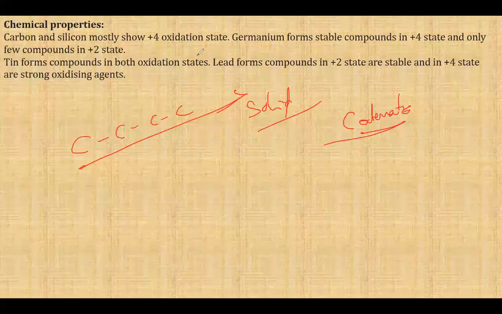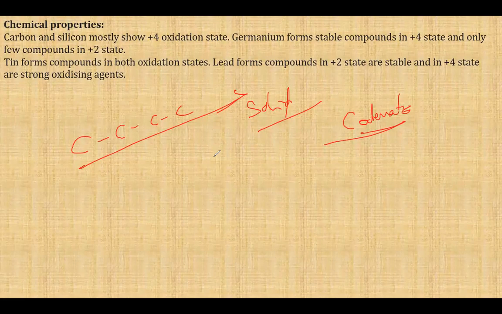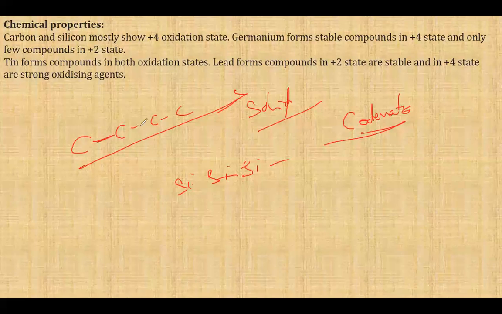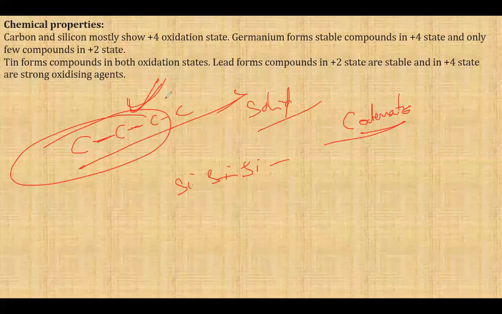But not only carbon, the whole group 14 can form long chain structures, meaning polymeric structures like carbon-carbon, silicon-silicon, and in such a way germanium, tin, and lead. But carbon is extremely stable even at high temperature. So this compound will exist.